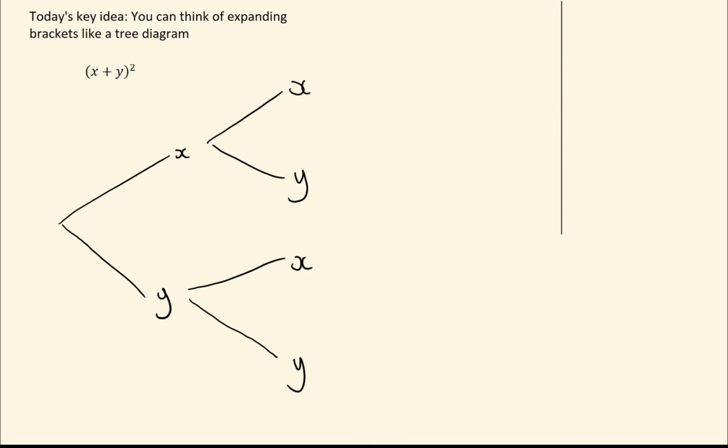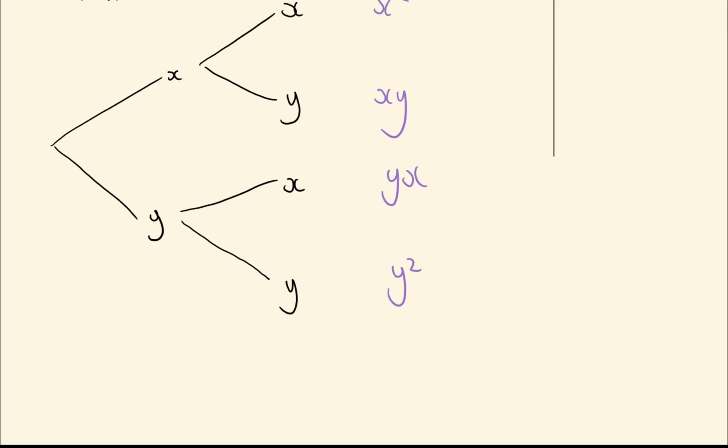So, you've done tree diagrams before probably. Going down each branch, you have to multiply. So here x times x is x squared, x times y is xy, y times x is yx, and y times y is y squared. And if we add all these together, we get the same answer as before. Okay, so there's nothing new we've learned here, but it's a different way of looking at it.